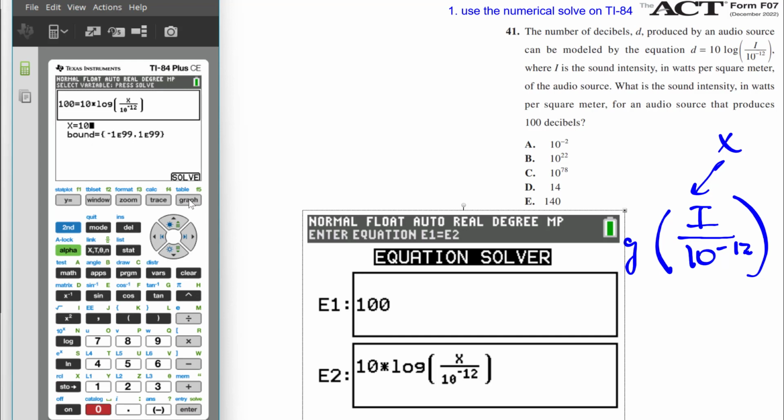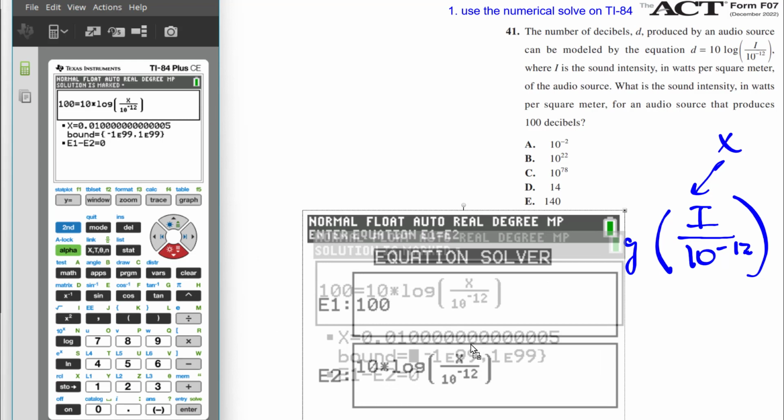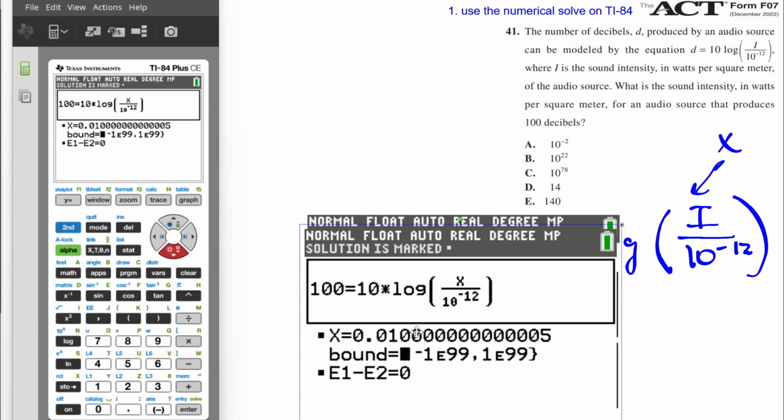So I'll press graph, and it's getting this answer, 0.01 and a bunch of zeros and a 5. And so this is really 1/100th. And 1/100th, of course, is really a 10 to the negative 2 power.